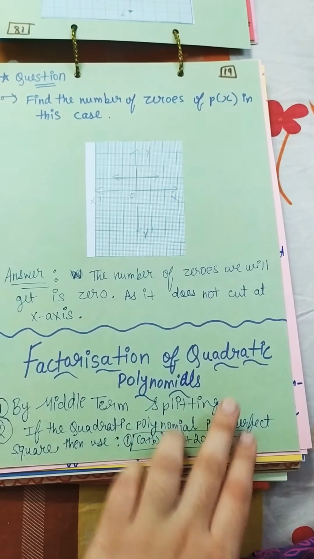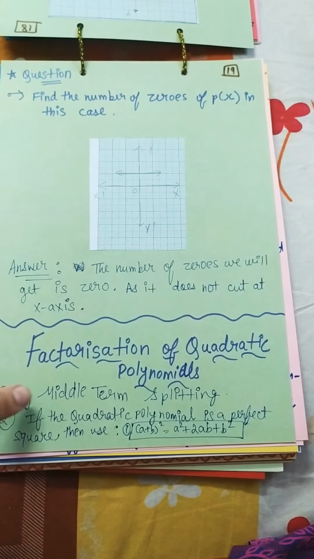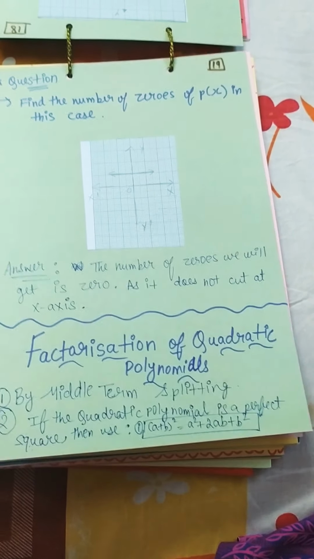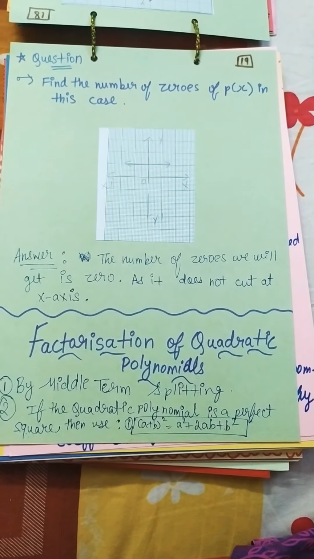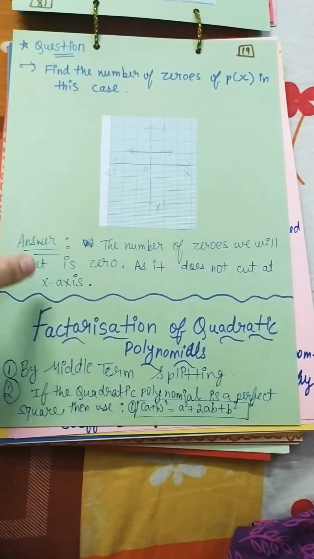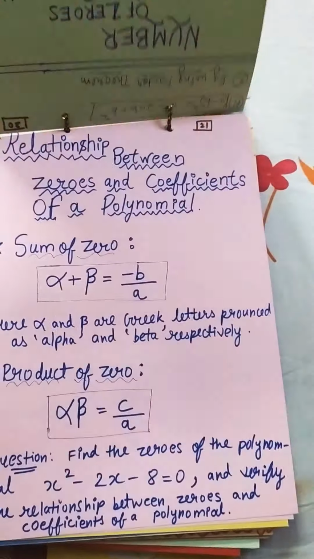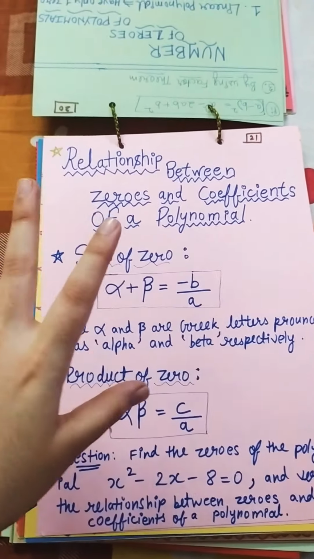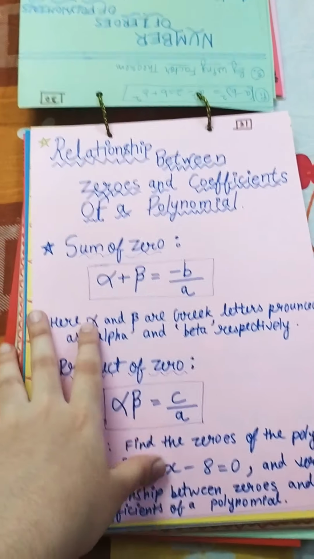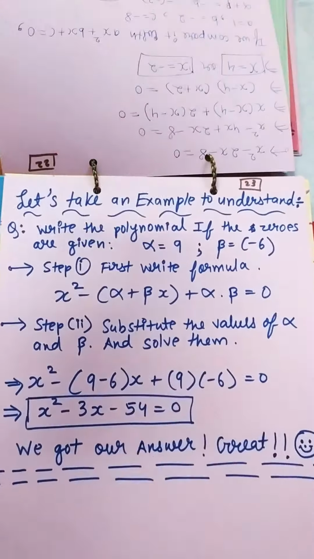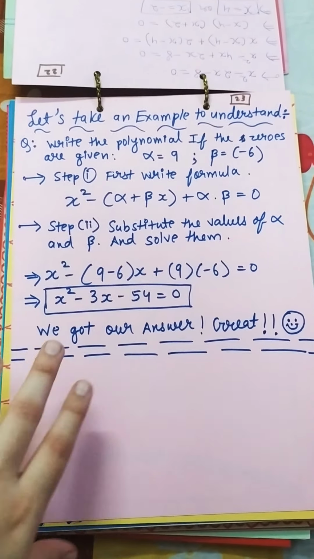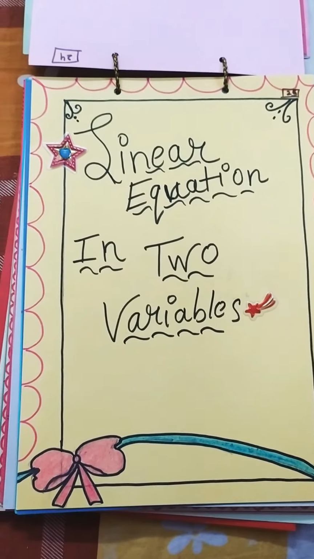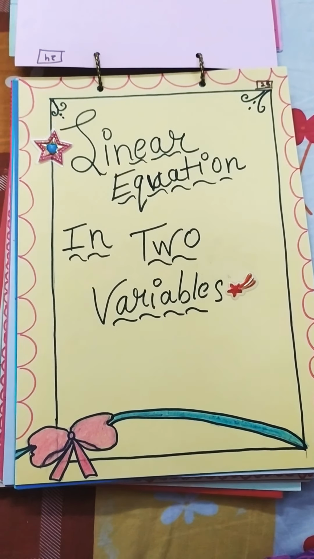Factorization of quadratic polynomials by splitting the middle term, and then use the algebraic identities. We can also use that as we have studied already. And then here comes the relationship between zeros and coefficients of a polynomial. Now is the third chapter, linear equations in two variables.